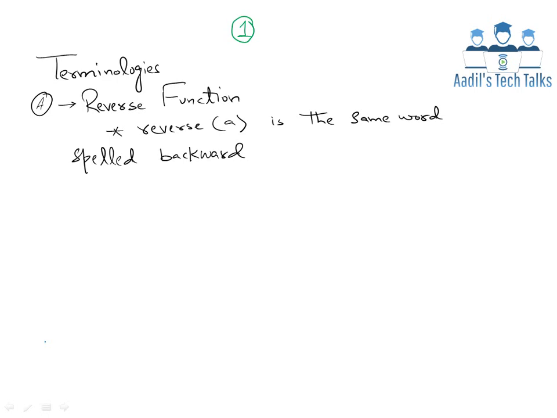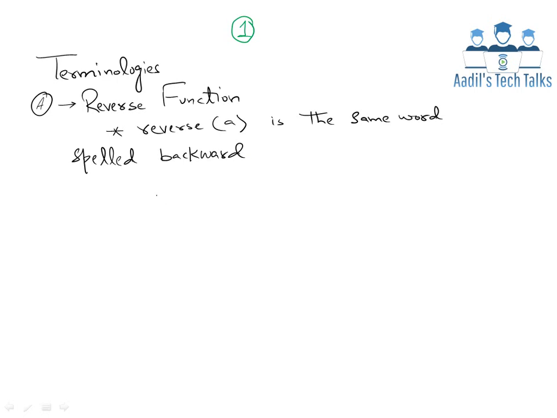The first terminology is called reverse function. Reverse of A is the same word spelled backward. For example, if you provide words to this function, it will give you their reverse as output.